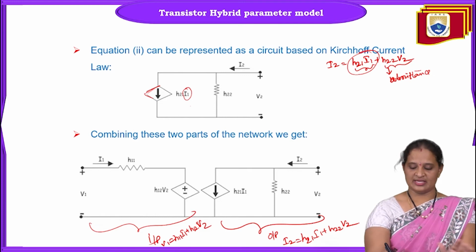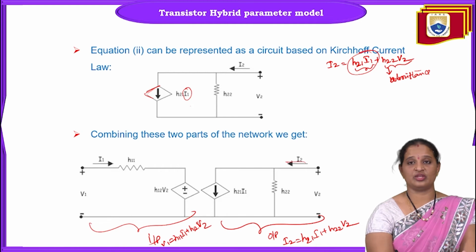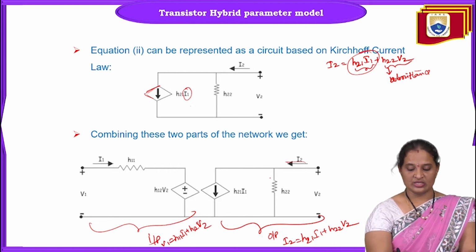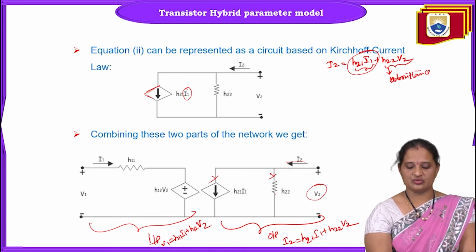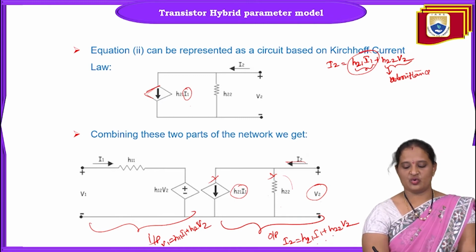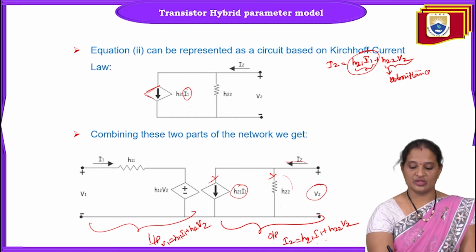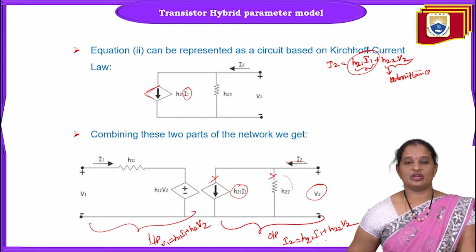In parallel, voltage is the same. So this is the voltage measured across the output port, and the current flowing through the output port is I2. The current is divided here. As we know, the voltage drop is V2, so H22 into V2 is the drop across this one. And this is the current source whose magnitude is H21 into I1. So H21 into I1 plus H22 into V2 equals the output current I2. This is the H parameter equivalent circuit of a two-port network.